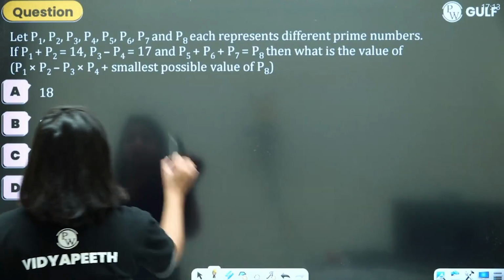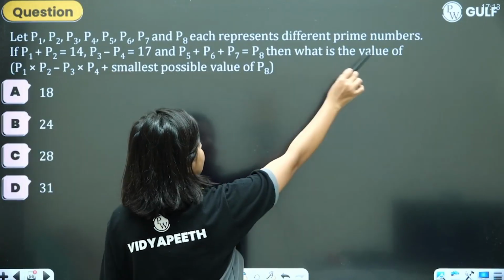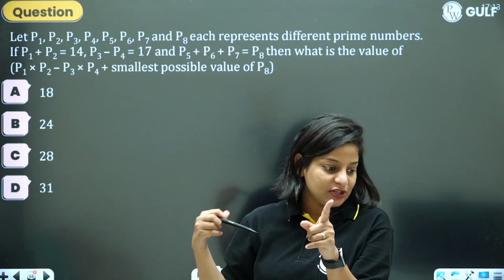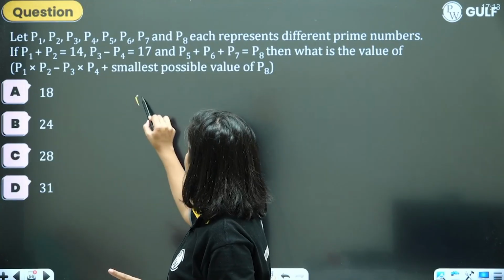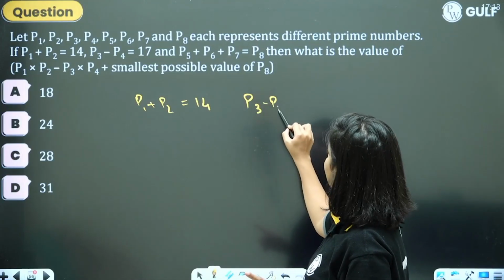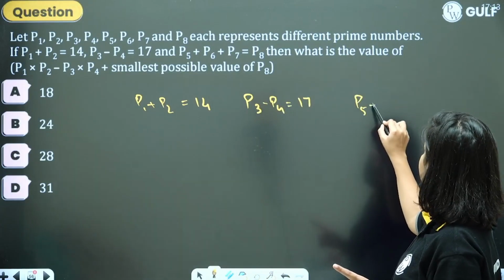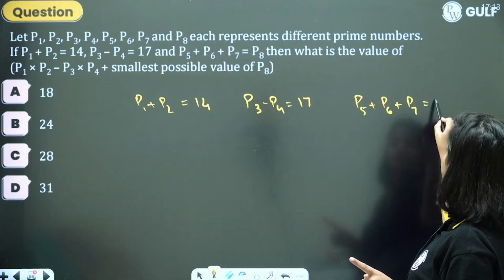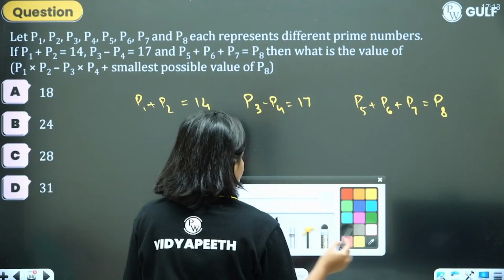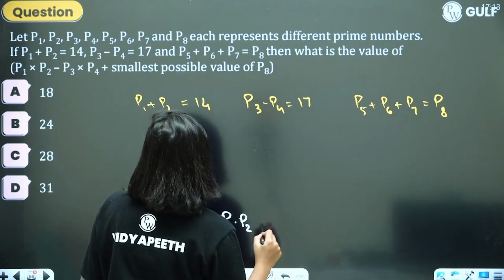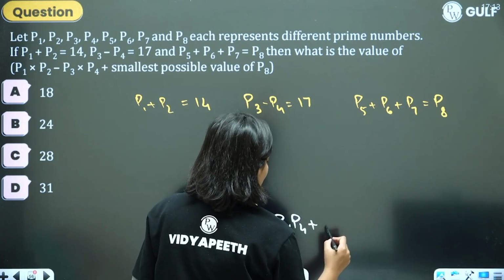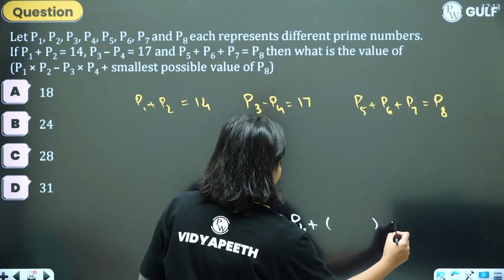Another interesting question. P1, P2, P3, P4, P5, 6, 7, 8 each represents different prime numbers. They are different. We cannot take them as same. That is the main part of the question if you want to solve it. P1 plus P2 is 14. P3 minus P4 is 17, and P5 plus P6 plus P7 is P8. Then what is the value of P1 into P2 minus P3 into P4 plus smallest value of P8? Now the smallest value of P8 you will have to find out.